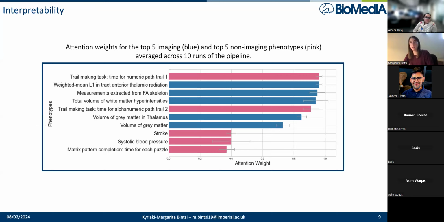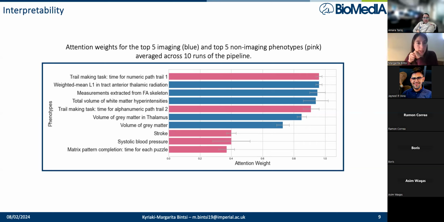A good aspect of the work, an advantage, is that by having the attention weights, we are able to visualize the weights and get an interpretable graph, in terms of understanding why two nodes are connected or not connected. So here we've visualized the weights for the top 5 imaging and the top 5 non-imaging phenotypes, the ones that were given the highest scores by our pipeline.